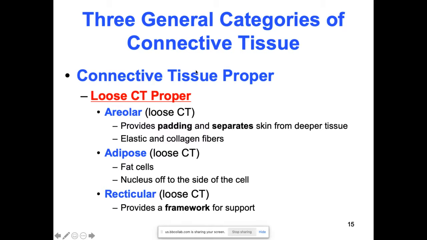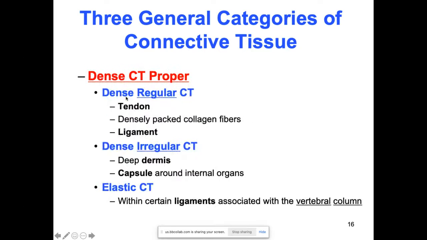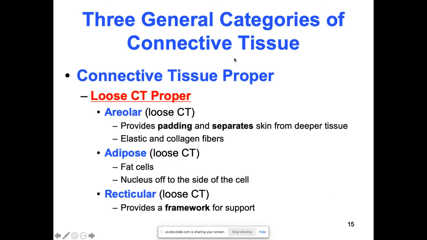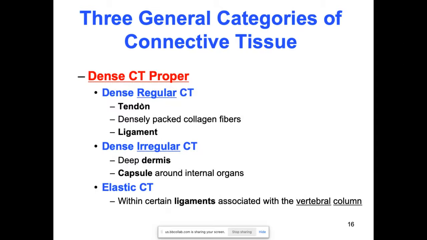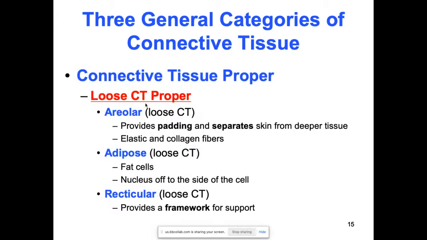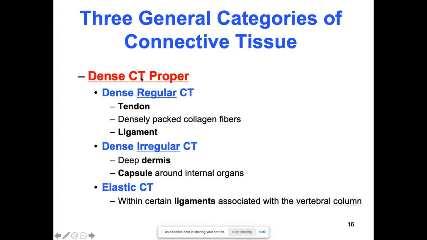So we have connective tissue proper, and under connective tissue proper, we have loose connective tissue and we have dense connective tissue. So let's go back. We have connective tissue proper, there's loose connective tissue, and then there's dense connective tissue. And you see under each, there's a few subcategories. So under loose connective tissue, there's areolar, adipose, and reticular. Under dense, there's regular dense, irregular dense, and elastic.